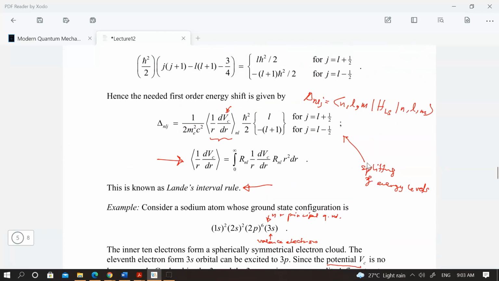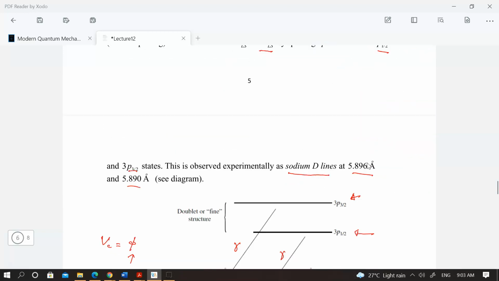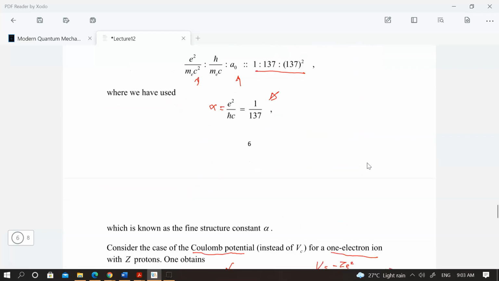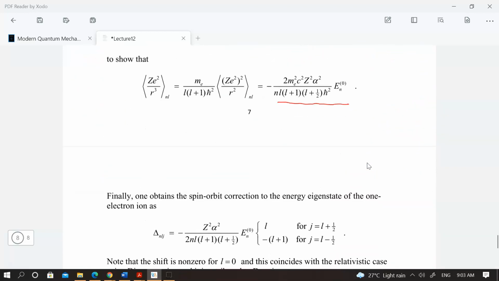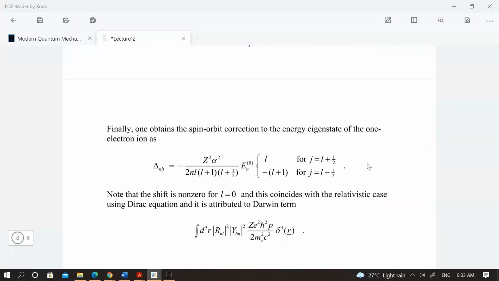We already had this thing. The only thing that we didn't calculate just now was actually this derivative of the potential. So we have done it for the case of the Coulombic potential, and we finally get the answer. The first order energy shift will be given by that.